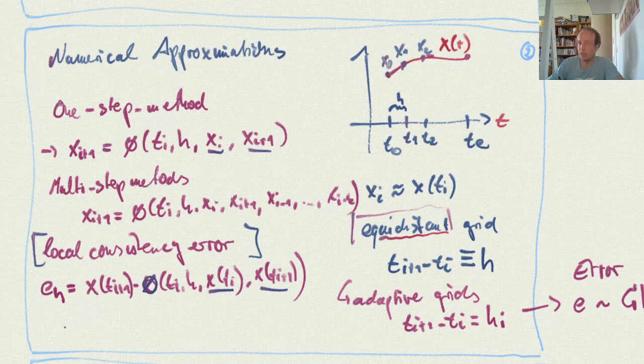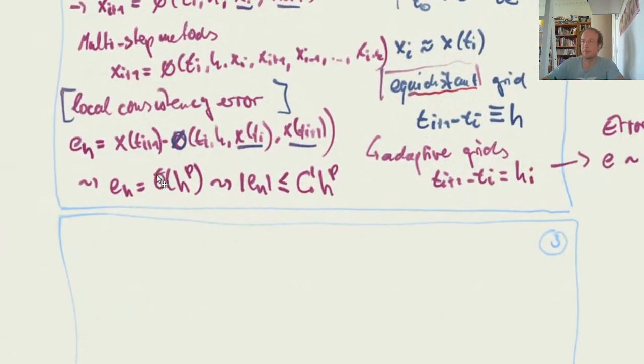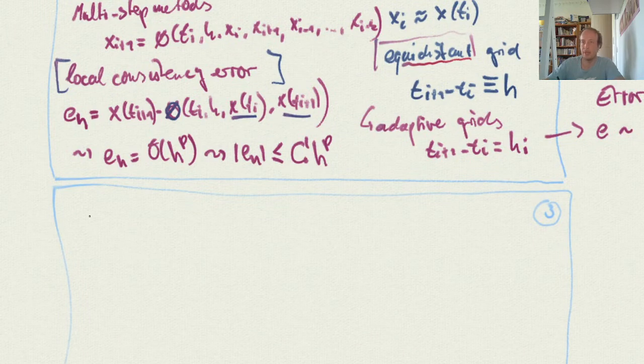And then one looks for estimates like Eh is O of h to the p, and this basically means that one can bound this by a constant times h to the p. Okay. All right, then we need to have another quick look at Runge-Kutta methods.